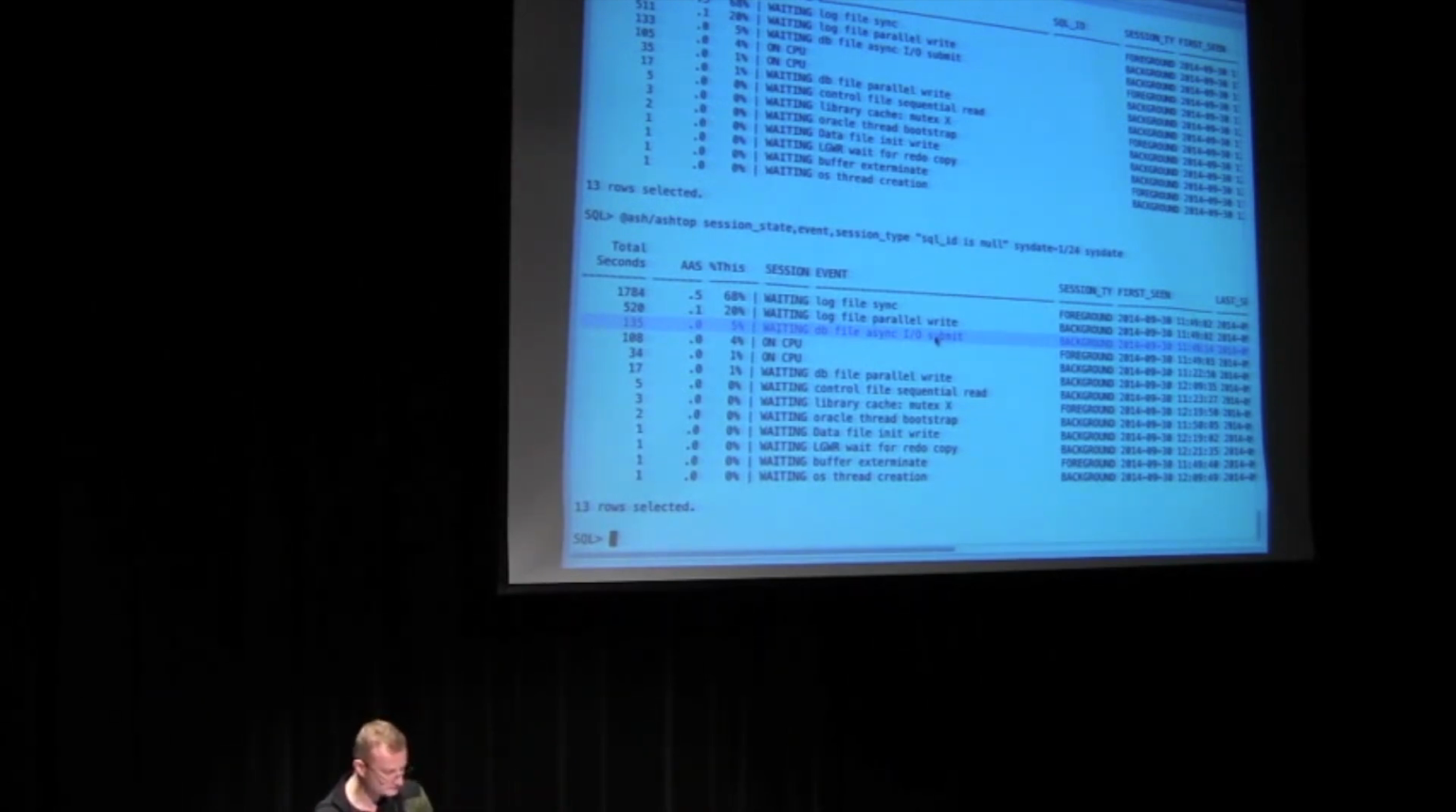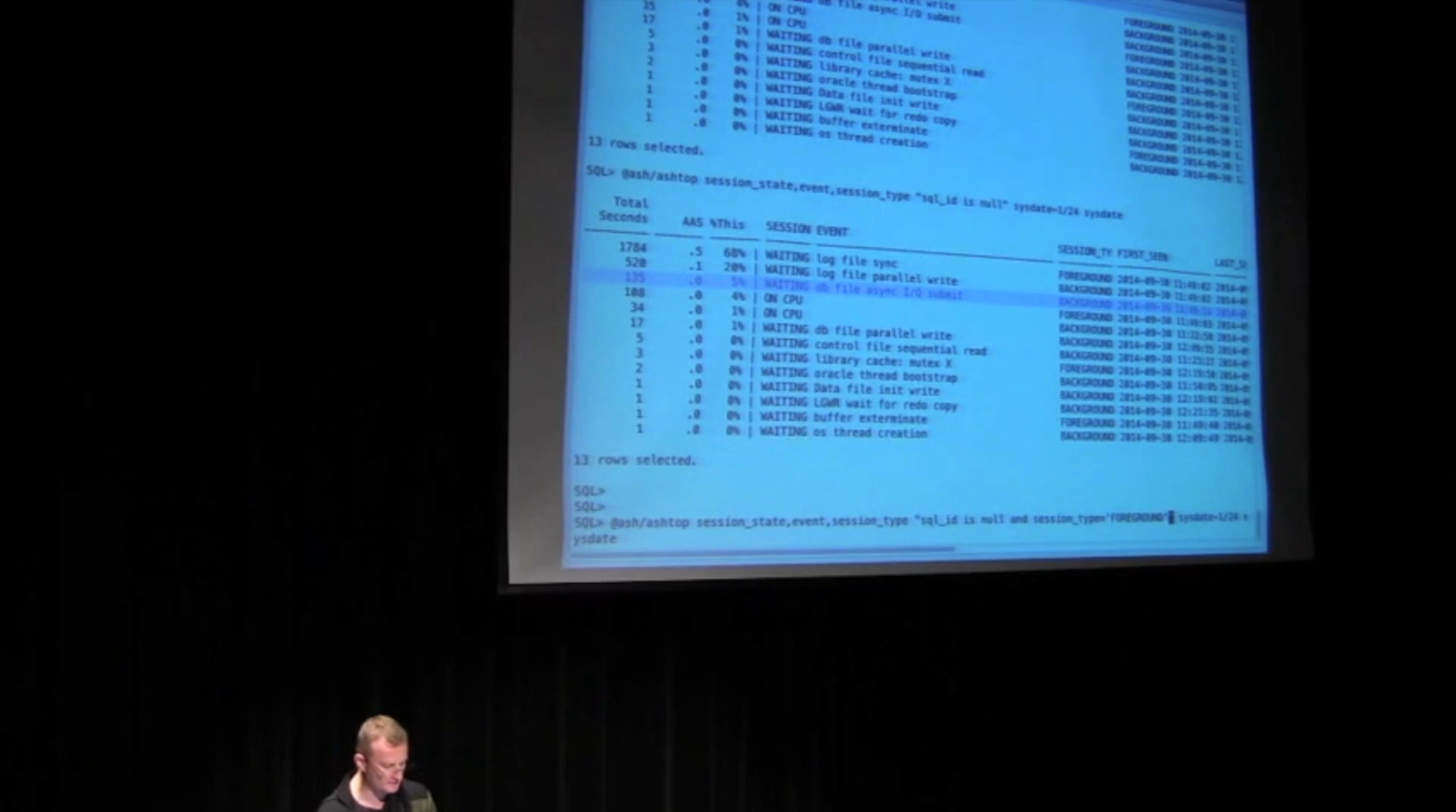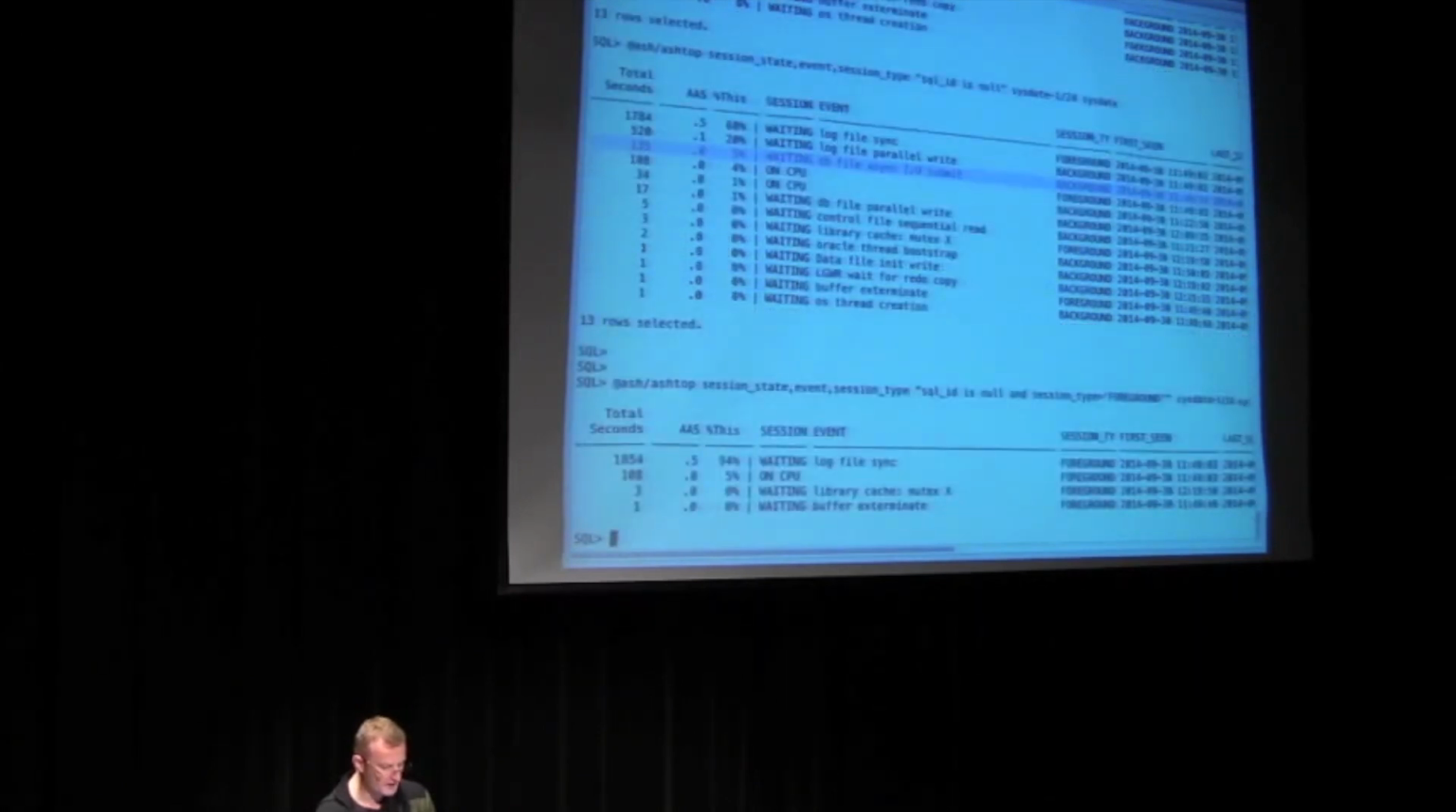So some of this activity in ASH has SQL IDs null because these were the background processes doing some work without any SQL. So let's just drill down a bit deeper. All right. So I just eliminated the backgrounds. I know that the backgrounds don't use a SQL statement. So let's look into the foregrounds.